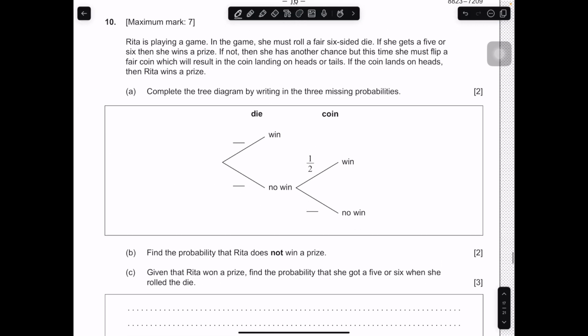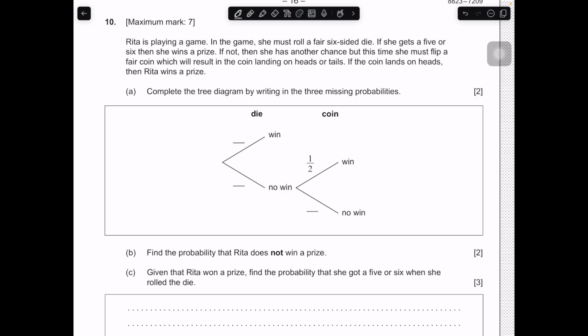Alright. Rita is playing a game. In the game, she must roll a fair six-sided die. If she gets a 5 or a 6, then she wins a prize. If not, then she has another chance, but this time she must flip a fair coin, which will result in the coin landing on heads or tails. If the coin lands on heads, then Rita wins a prize. Complete the tree diagram by writing in the 3 missing probabilities.